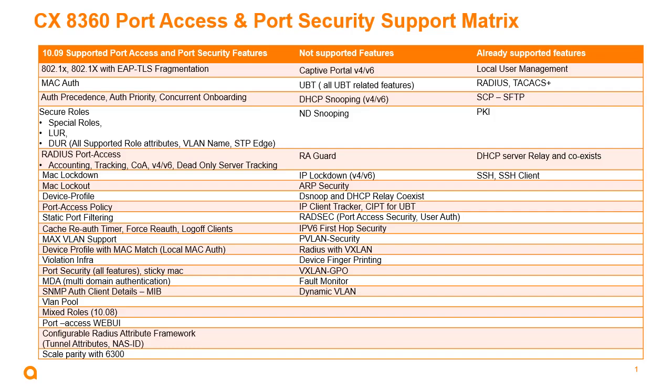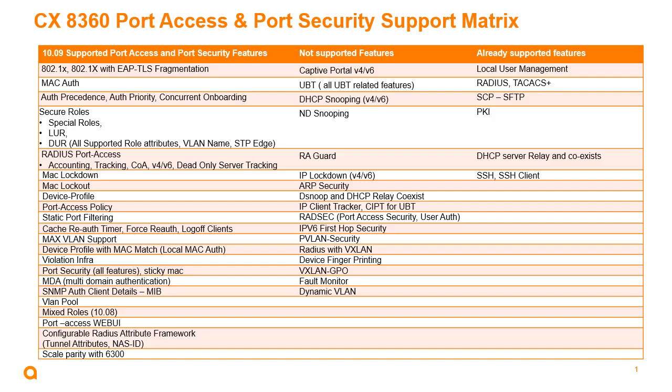So as you see on the left hand side, most of the features are getting enabled on 8360. What is not getting enabled is something which is not required on an aggregation and core platform, like captive portal or UBT. Remember, UBT is not required on an aggregation or a core platform because you're authenticating an access switch. Because of that reason, we are not enabling the UBT or the captive portal use cases on the 8360 platform.